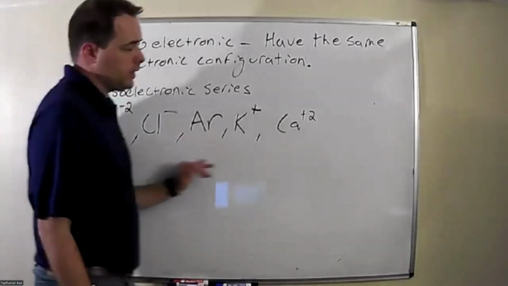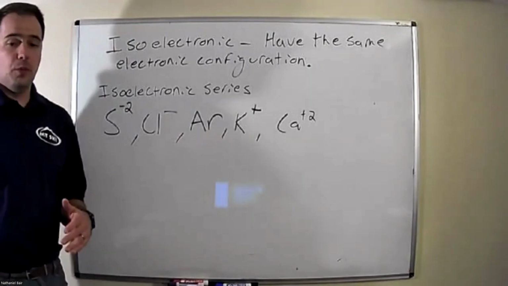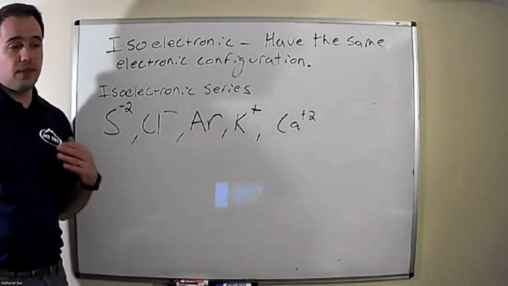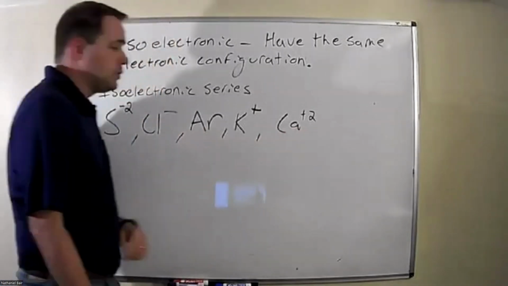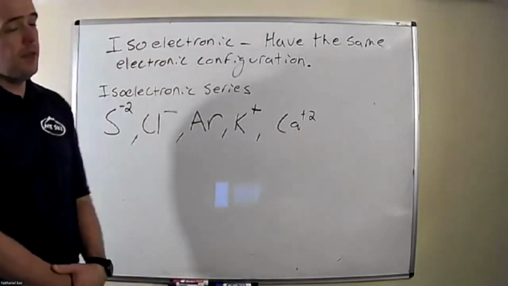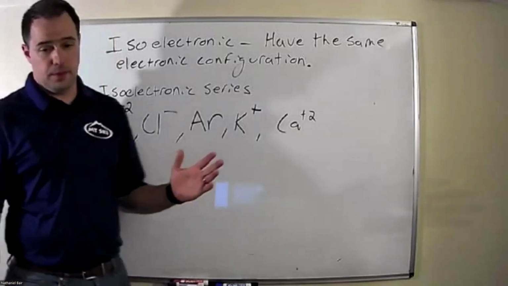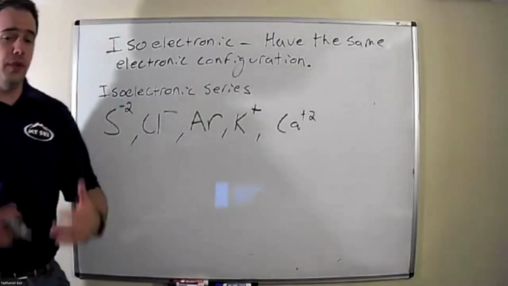This is an isoelectronic series. In a moment, we're going to get into atomic size, and we're going to talk about the fact that they are different sizes, but they have the same electronic configuration, these 4 ions and that neutral element there. Keep in mind they are different. These are still different elements. They have different numbers of protons, right? When you add a charge, you are just changing the number of electrons.